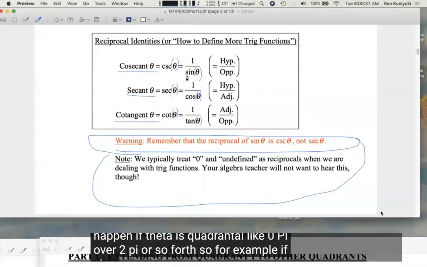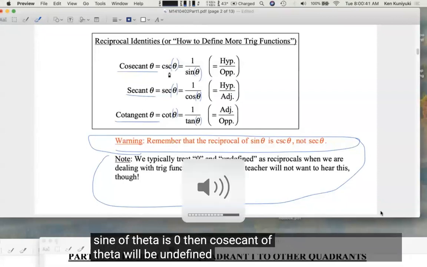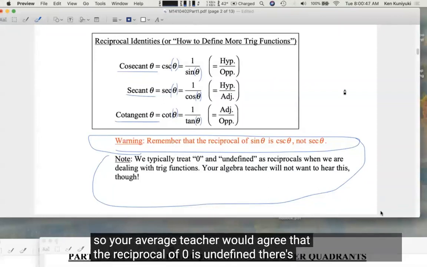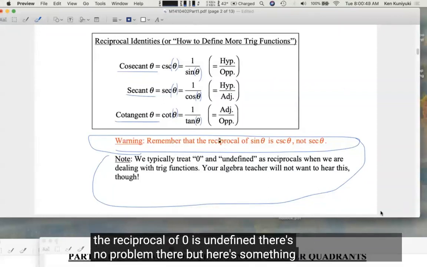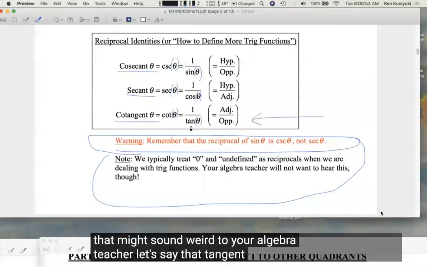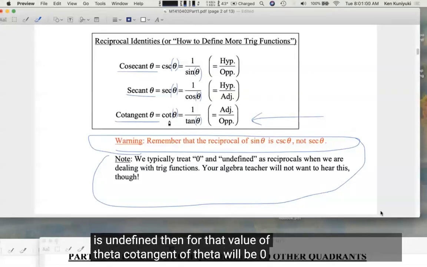So, for example, if sine of theta is 0, then cosecant of theta will be undefined. So your algebra teacher would agree that the reciprocal of 0 is undefined. There's no problem there. But here's something that might sound weird to your algebra teacher. Let's say the tangent of theta is undefined. Then for that value of theta, cotangent of theta will be 0.